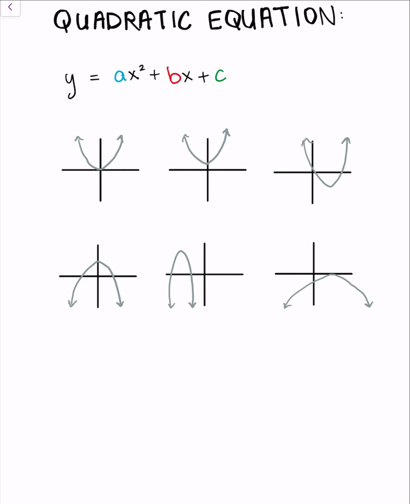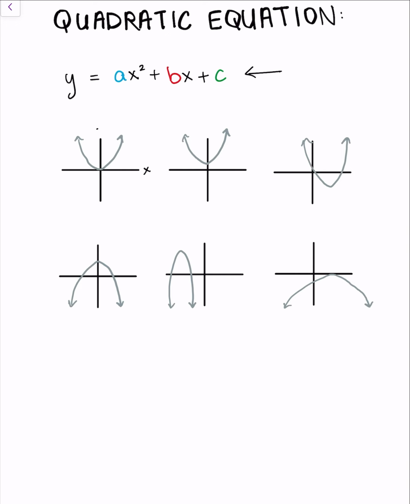First I want to show you graphically what it even means to solve a quadratic equation. A quadratic equation comes in this form: y equals ax squared plus bx plus c. When you're solving a quadratic equation, you're trying to figure out where this graph crosses the x-axis on a plot.